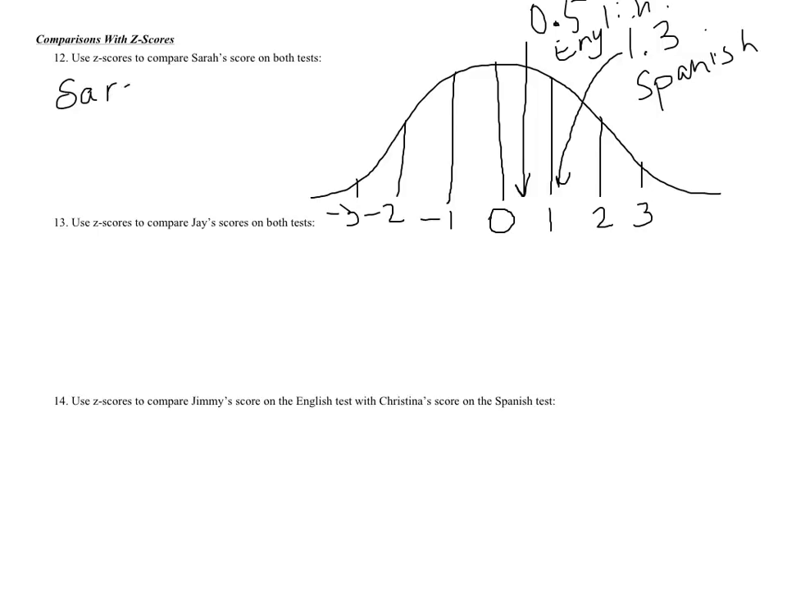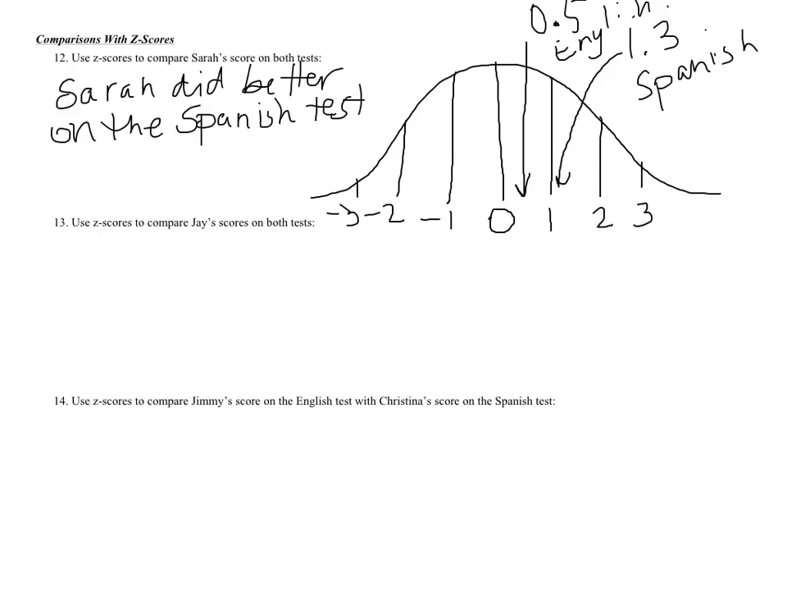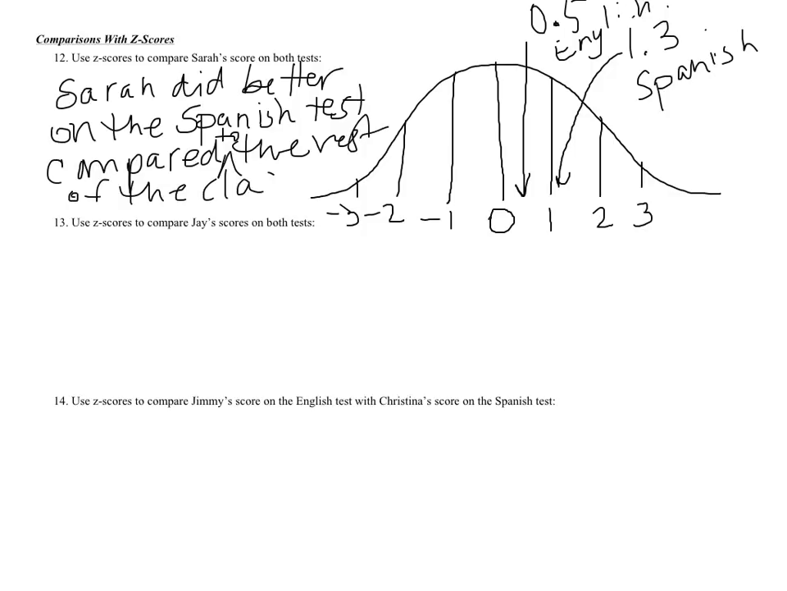So that's what we're going to say. Sarah did better on the Spanish test compared to the rest of the class. Right? Her z-score was better. So in comparison, she scored well above the mean, way more above the mean than she did on the English test. She did great on both tests, but Spanish test wins.